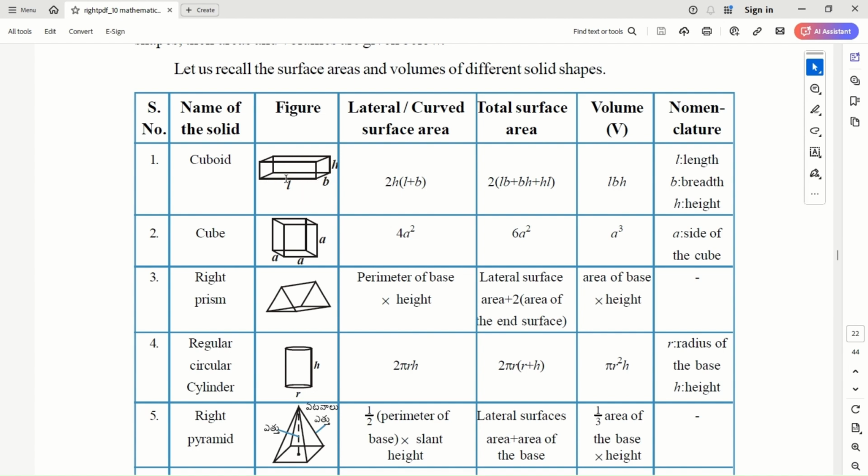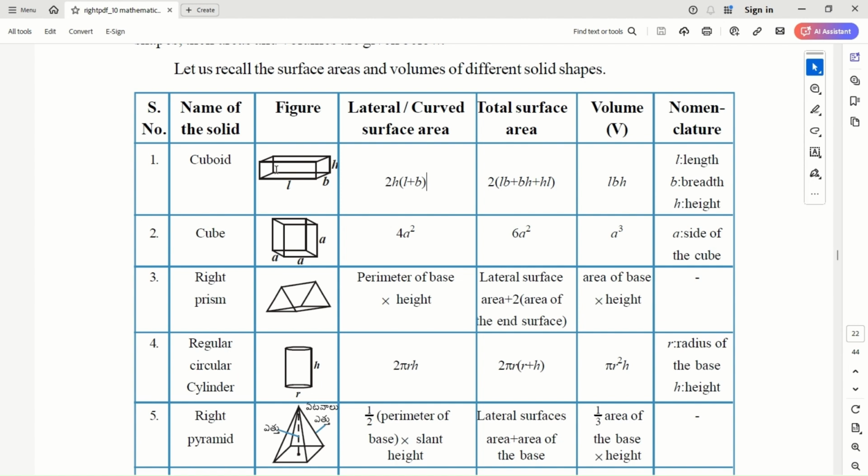So let's take the face facing towards us. This is l into h, correct? The area of this rectangle is length into h, and we have two opposite sides also, so 2 into lh. Plus from the side you have b into h, both sides 2bh. So this will become (l plus b) into 2h.